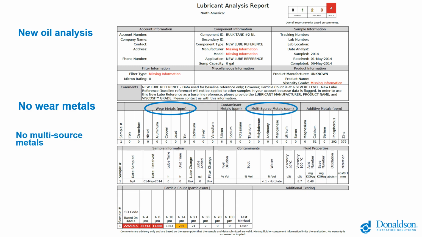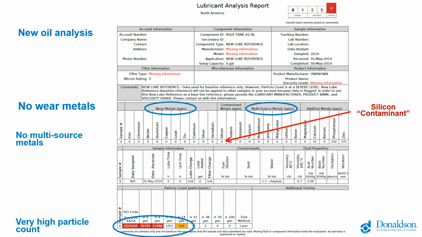There's another category called multi-source metals. These can be parts of the additive package, or they might be present in certain applications in service. And you can see there are no components there that have any real levels to speak of. But you'll notice the particle count down at the bottom is highlighted in red, and it's flagged as a critical level. It's reading 22, 21, 15, a very high particle count, meaning this is a severely contaminated fluid, and it should possibly be rejected. And there doesn't seem to be much in the sample.